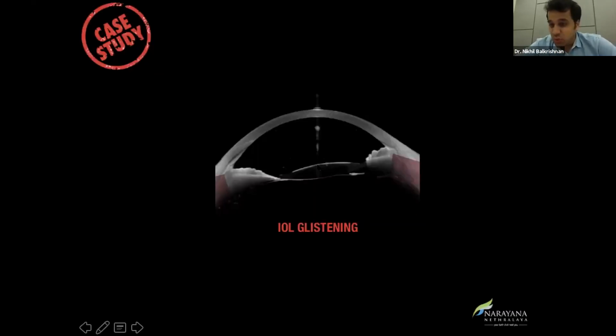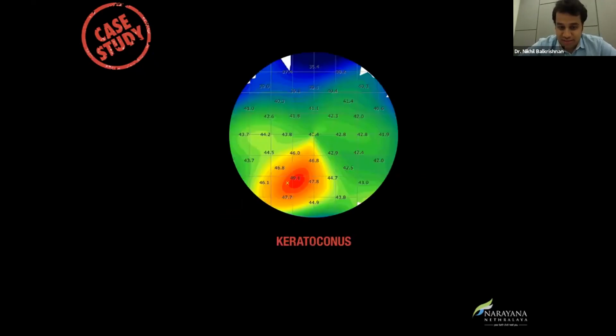Coming next to an interesting case which we noticed. There are a few interesting cases that I'm going to be showing you all. Here we see a case of an IOL glistening. As we see, this is a pseudophakic patient, and both the anterior and the posterior part of the IOL show glistening. As asked in some of the questions, the machine does not show you the lenticular aberrations. It does show you the corneal, but lenticular aberrations is not a feature of this.